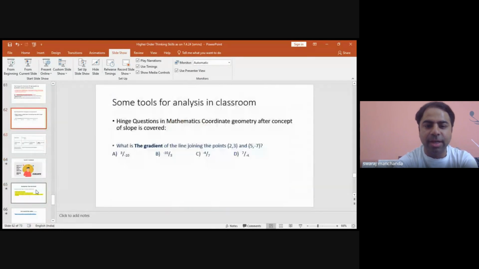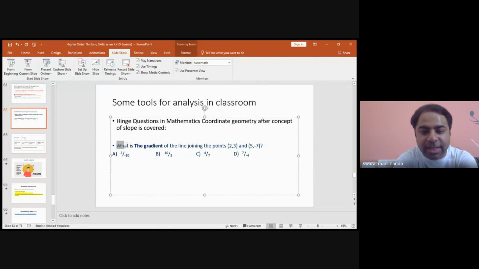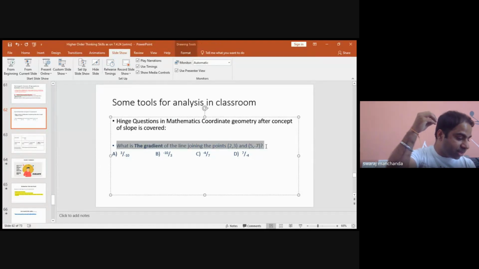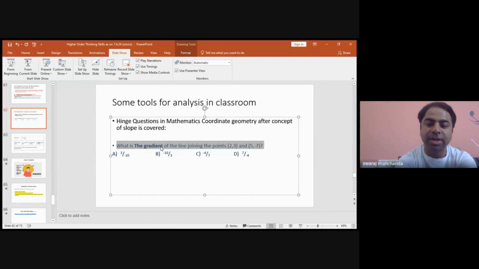Hinge questions can be there. You can simply ask, after telling them the slope, what is the gradient of the line joining the points? Most of the students will be stuck with this word gradient. Gradient is slope. They have not heard this word as much, so they'll forget it. Tell them through the lecture that slope is gradient, repeat it twice, thrice, then put a question where you use the word gradient.